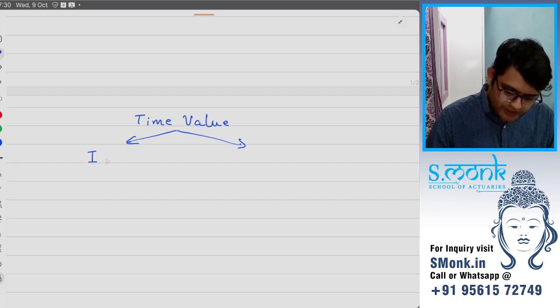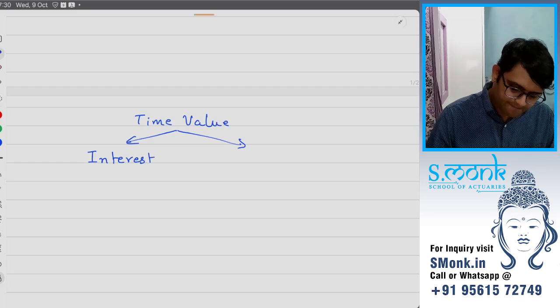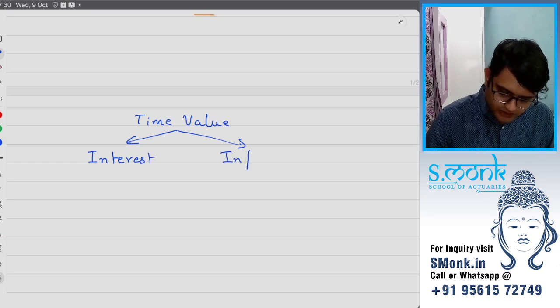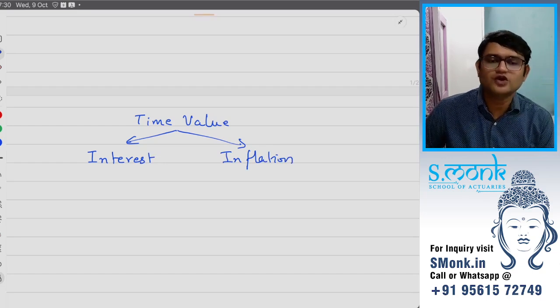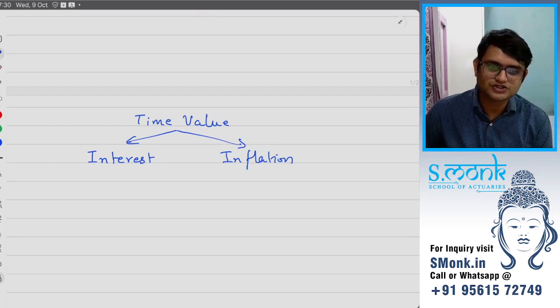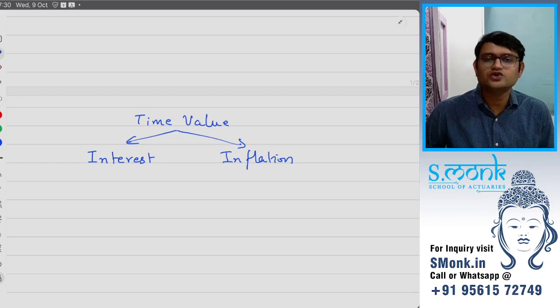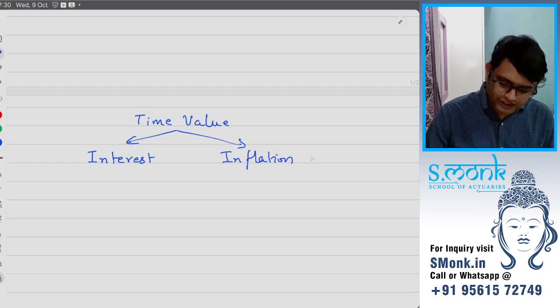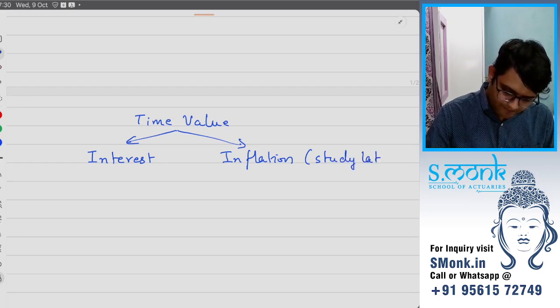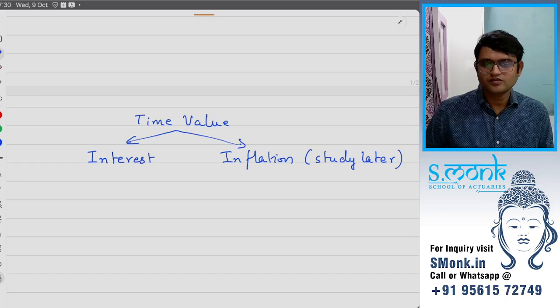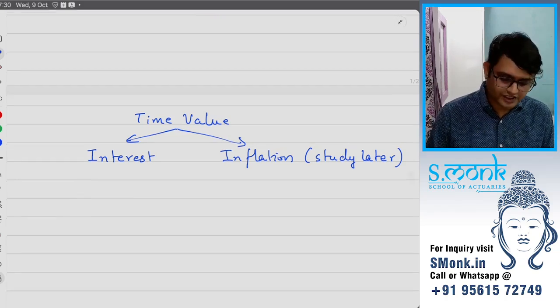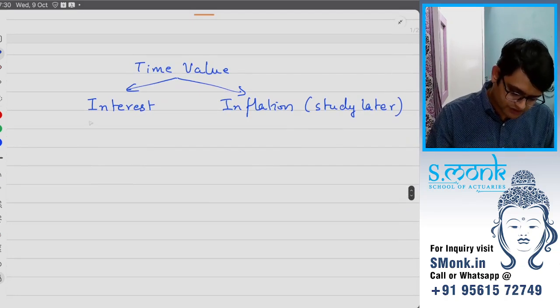We measure the time value using interest or inflation. These are the two ways the time value of money changes, due to interest and due to inflation. Inflation we will study later. Okay, we have a whole chapter on inflation. Right now we are interested in the interest.